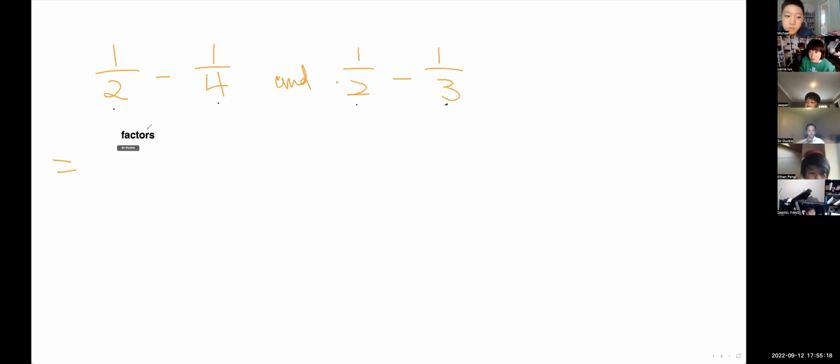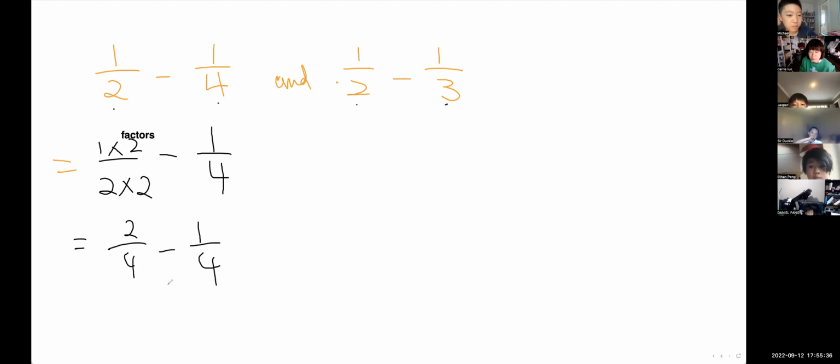When you find out one number is the other number's factor, that is the moment that the bigger number, you don't have to move it at all, but change the smaller number to be the same. So that's why it's 2 over 4 minus 1 over 4 equals 1 over 4. So I think that's enough for the tricks, okay?